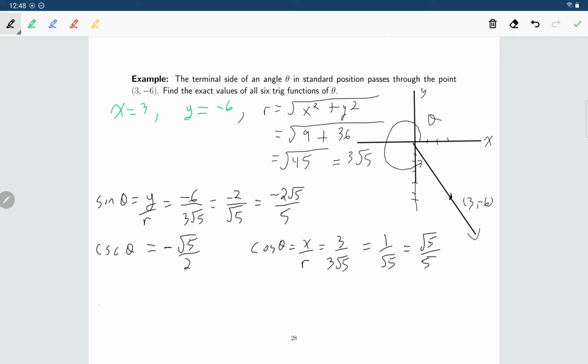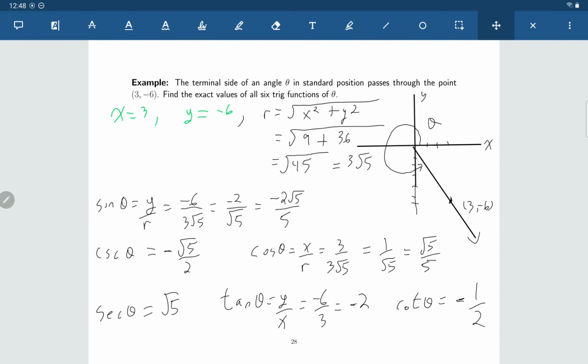And once we know what cosine of theta is, we can find its reciprocal, secant of theta. Cosine had a value of 1 over root 5, so secant should be the reciprocal of that, root 5 over 1, which is just root 5. And then finally, we have tangent and cotangent. Tangent of theta, that's y over x, which is -6 over 3, which is -2. And cotangent should be the reciprocal of tangent. If tangent was -2, then cotangent should be -1/2.